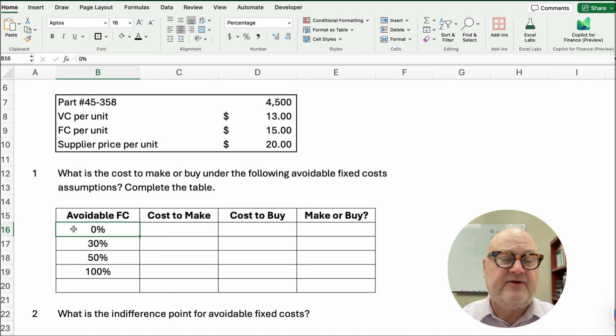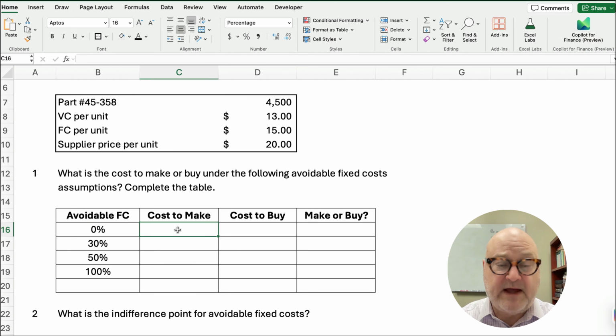All right, so now the basic assumption, here is the basic idea. We cannot assume that any fixed cost, we're going to get rid of it just because we say we want to get rid of it. We can't assume that any fixed cost is avoidable. So we have this concept of avoidable fixed cost. So if we're not told anything else, we assume that none of the fixed cost is avoidable.